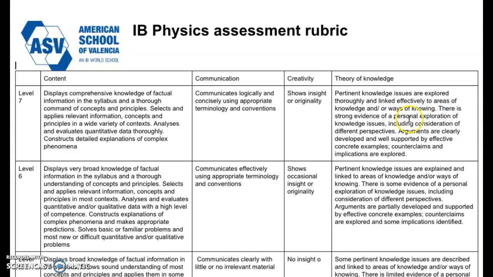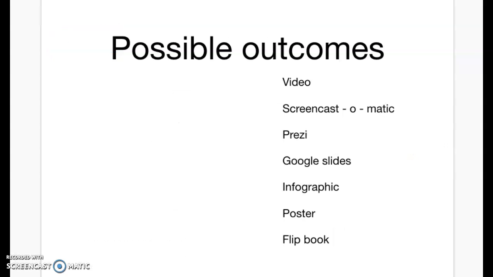Okay, so what I'm looking for there is strong evidence of personal exploration, consideration of different perspectives. I need to see evidence of both, and outline your argument. So how are you going to convince this little old lady that she shouldn't be asking her grandkids to give up their mobile phones? How do I want you to do this? Well, I'm pretty open to any idea.